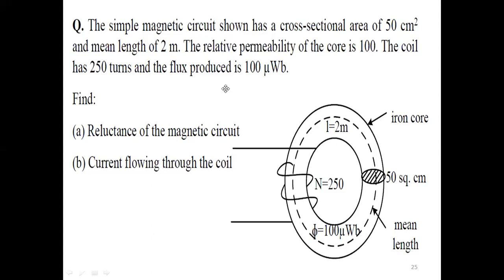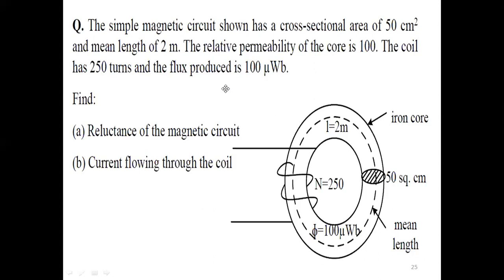So find the reluctance of the magnetic circuit and the current flowing through the coil. First, what do we have to calculate? Reluctance. Read the question carefully. What is the given data?